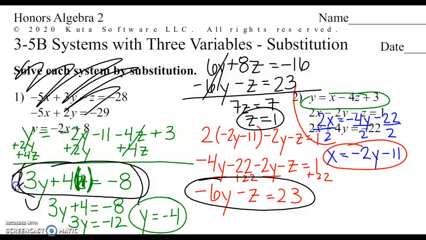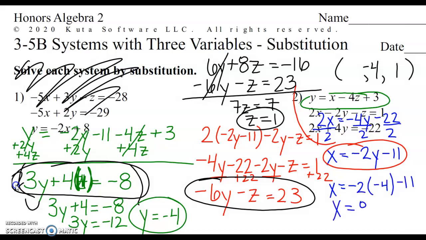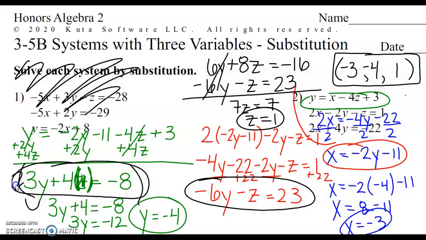So I know I'm looking for the ordered triple, x comma y comma z. So I know that y is negative 4. I know that z is 1. So now for x, I have to just pick one of the equations that has an x in it. I'm going to go with this blue one here. So x equals negative 2 times y, which is negative 4, minus 11. So x equals 8 minus 11. So x is negative 3. So my ordered triple answer would be negative 3, negative 4, positive 1.